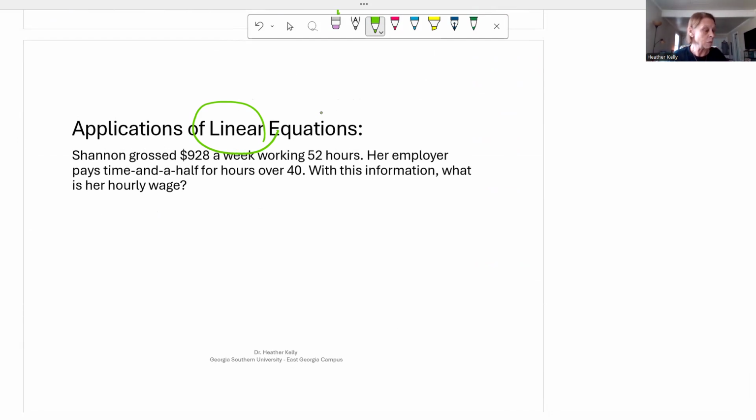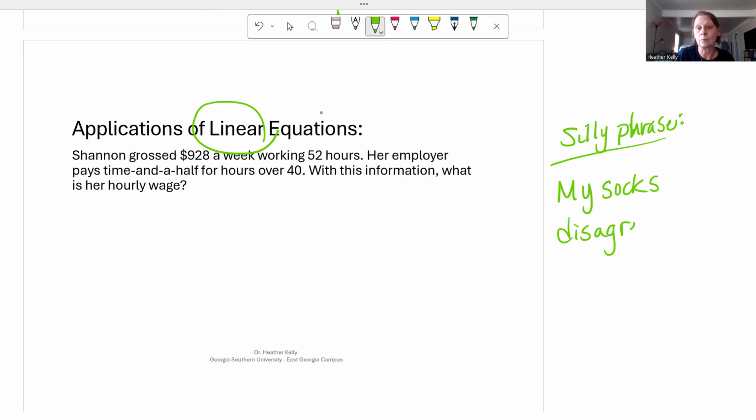Hold on a second. Before I stop, let's do today's silly phrase, okay? And I do not usually write the silly phrase down. Doesn't mean I won't do it a few times, but I don't usually write the silly phrase down. But today, the silly phrase is my socks disagree today. Okay, that's the silly phrase. That's what you'll put in the attendance quiz for your 1.1 lecture. Okay, back to this question.